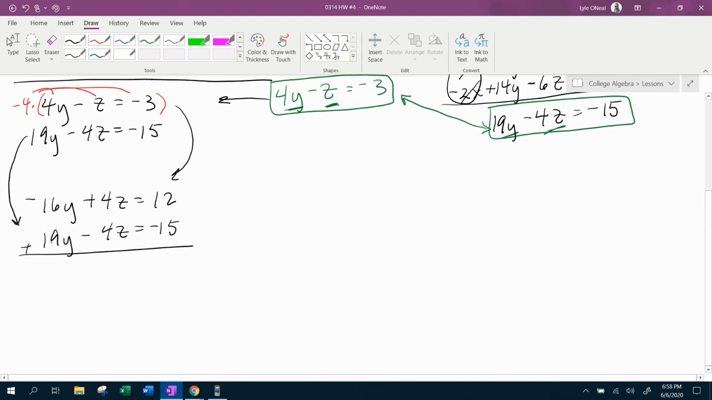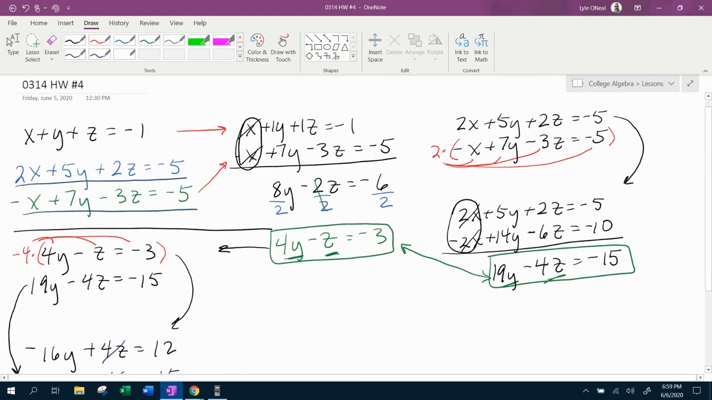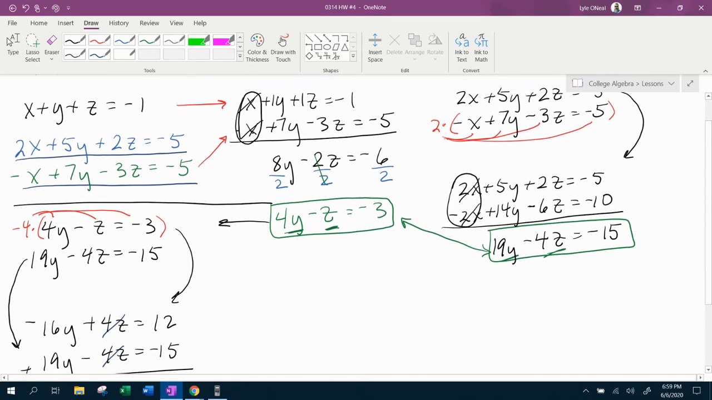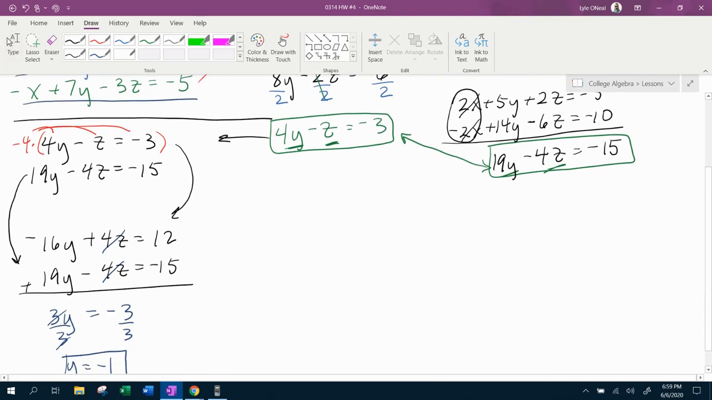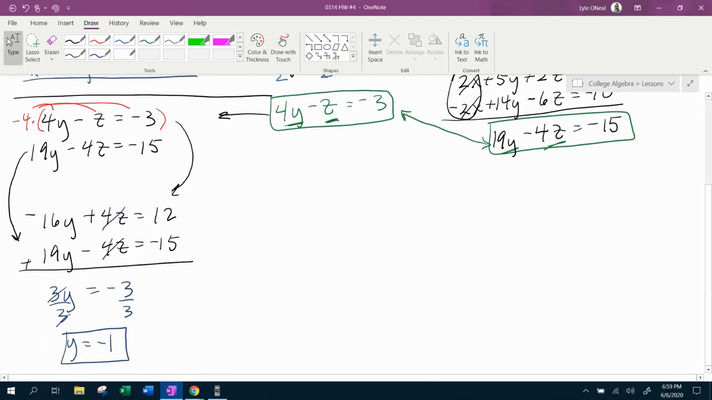All right, here we go. 19 minus 16. 16, 17, 18, 19. That's 3y. Z's cancel. And 12 minus 15 is -3. And then if I divide both sides by 3, hallelujah. Look at that. We have one of the 3 pieces. Look at all of that work just to get one piece of the puzzle. Whew, man. All right, let's keep going.